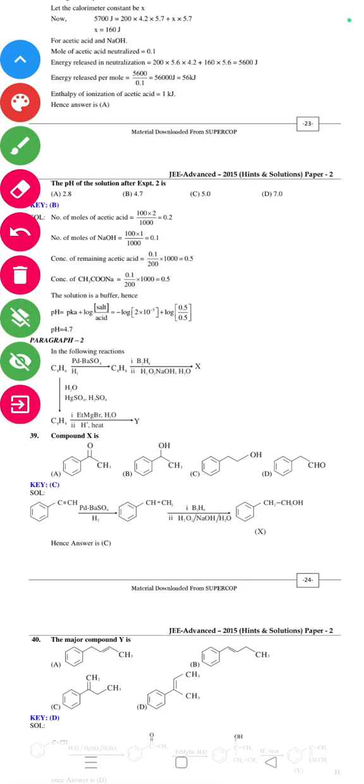अगला क्वेश्चन है द पीएच ऑफ द सॉल्यूशन आफ्टर एक्सपेरिमेंट 2 इज, तो नंबर ऑफ द मोल्स ऑफ द एसिटिक एसिड 100 गुना 2 बाई 1000 यानी कि 0.2, नंबर ऑफ मोल्स ऑफ NaOH 100 गुना 1 बाई 1000 यानी 0.1, concentration of the remaining acetic acid 0.1 by 200 गुना 1000 and 0.5, और concentration of the CH3COONa 0.1 by 200 गुना 1000 and 0.5.